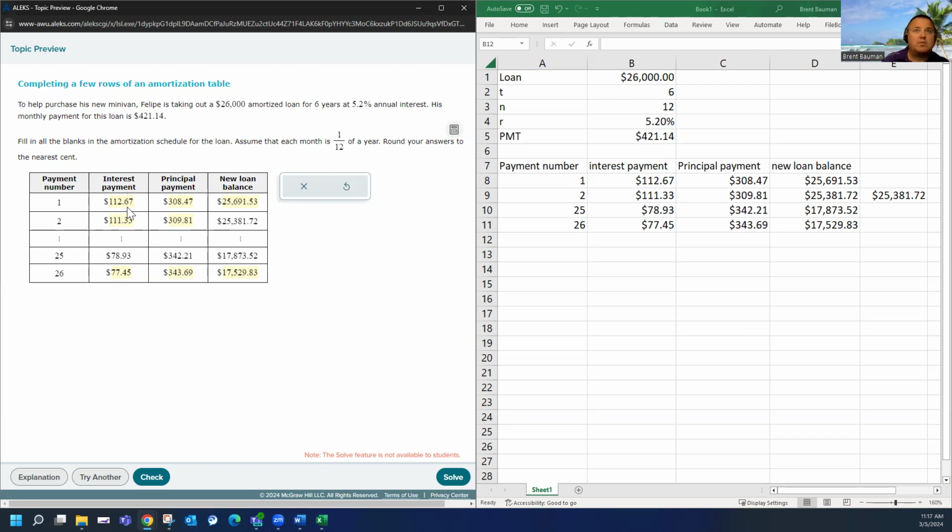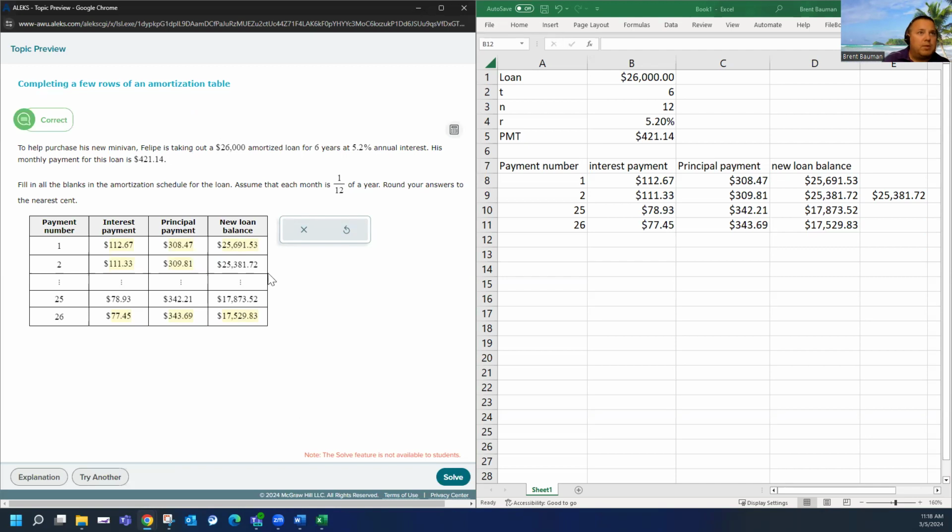So $112.67, 308.47, 25,691.53. Those look good. That looks good. 309.81. With something with this many parts, it's good to double check, triple check everything before you hit the final check. All right. There we go. So that's just going through an amortization table.